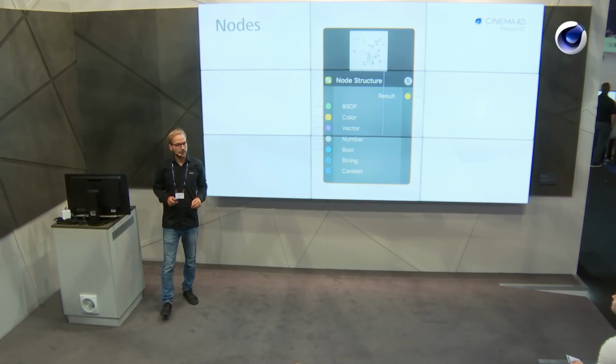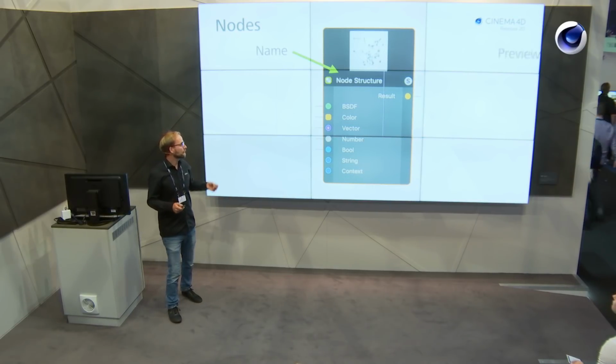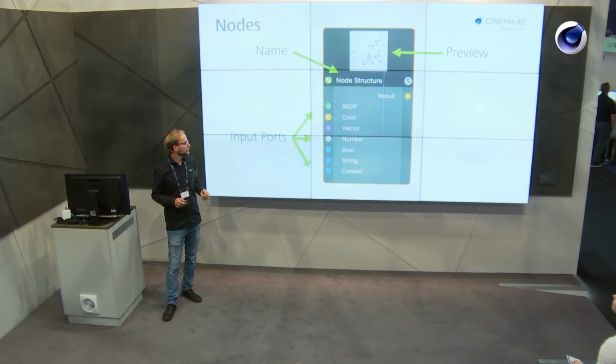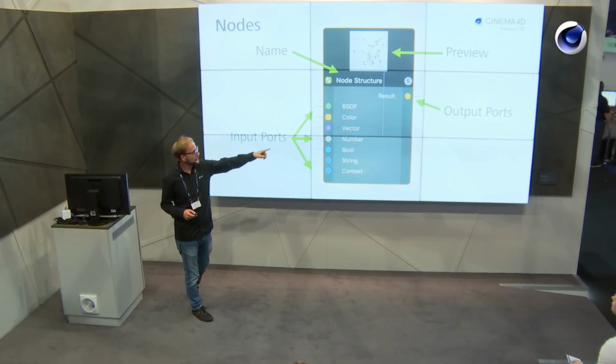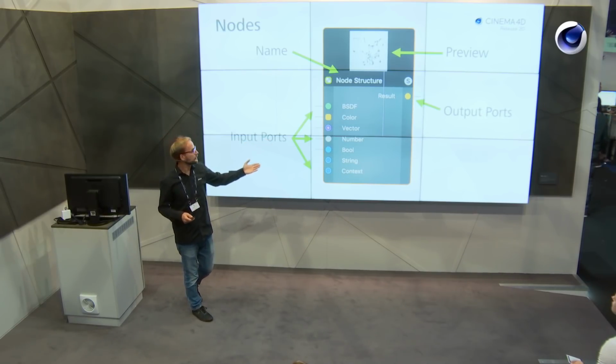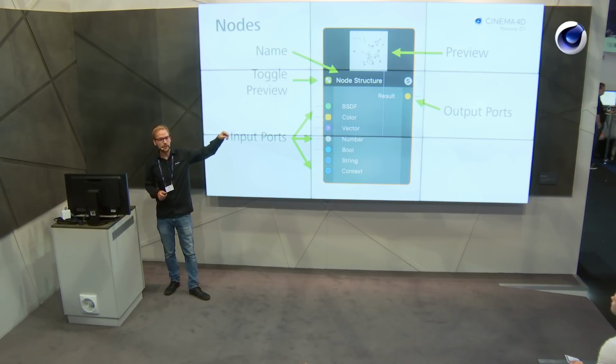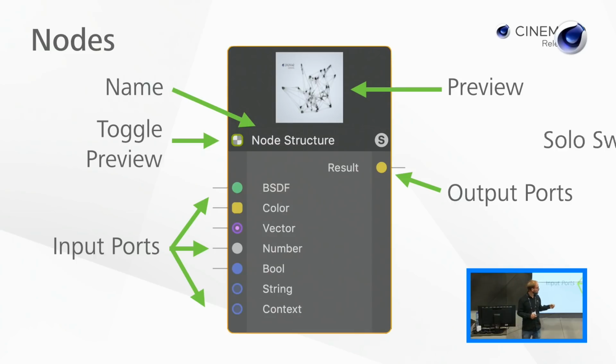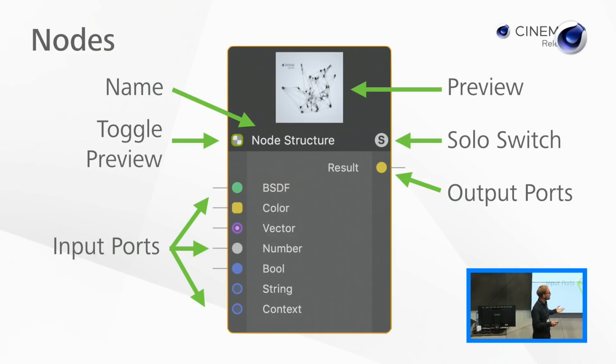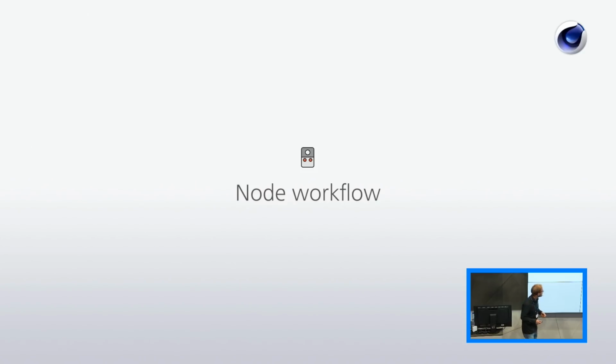This is the node structure. We've got the name of the node and a preview, but we also have all of the inputs, which are color-coded depending on the data type, and all of the output ports. In this case, it's just one, but it can be multiple output ports. We can also toggle the preview in order to save some space, and we can solo separate nodes, which is also amazing if you really want to see what a single node does. And yeah, that's very useful.